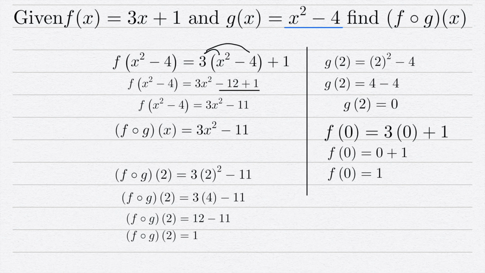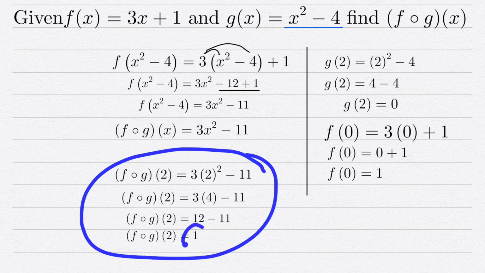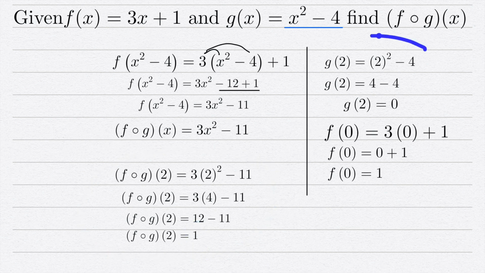So we see that plugging it into this gave us the same output as plugging 2 into g and then plugging that output into f. That's what a composite function does.